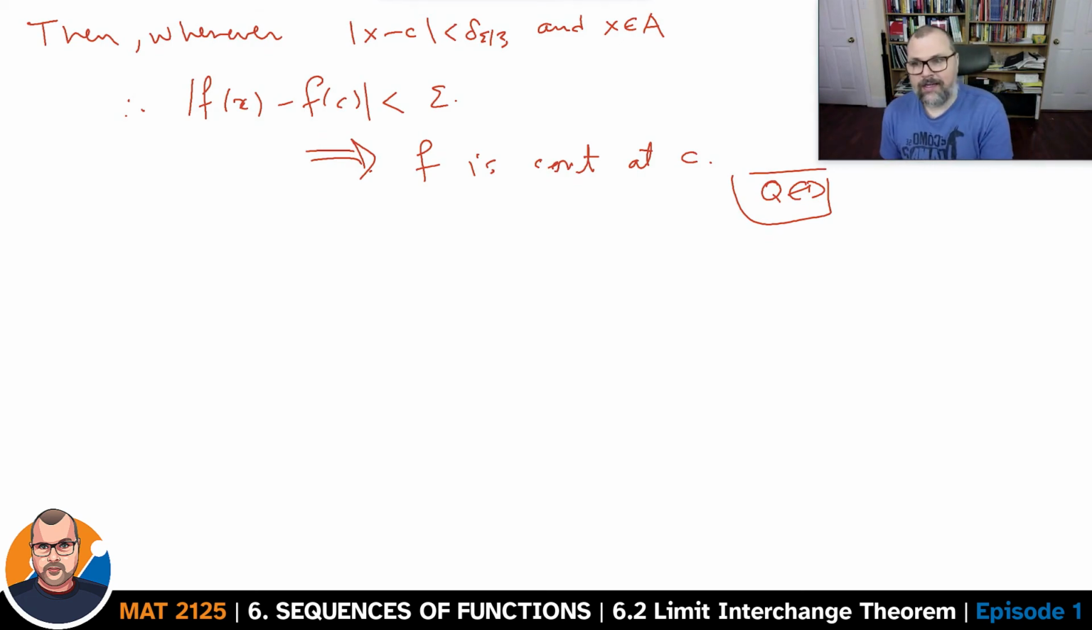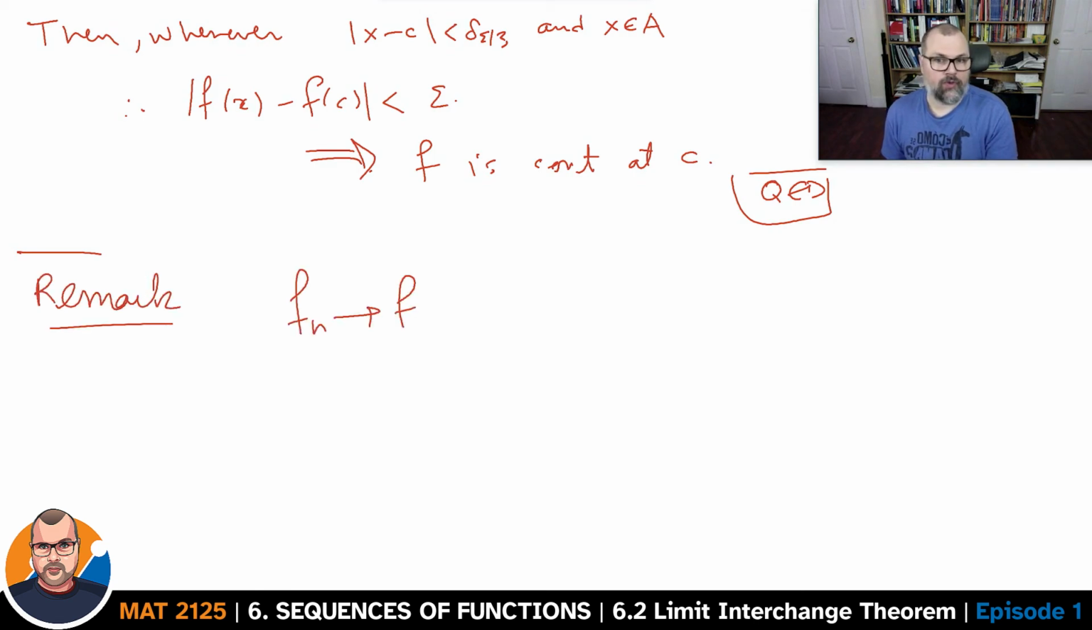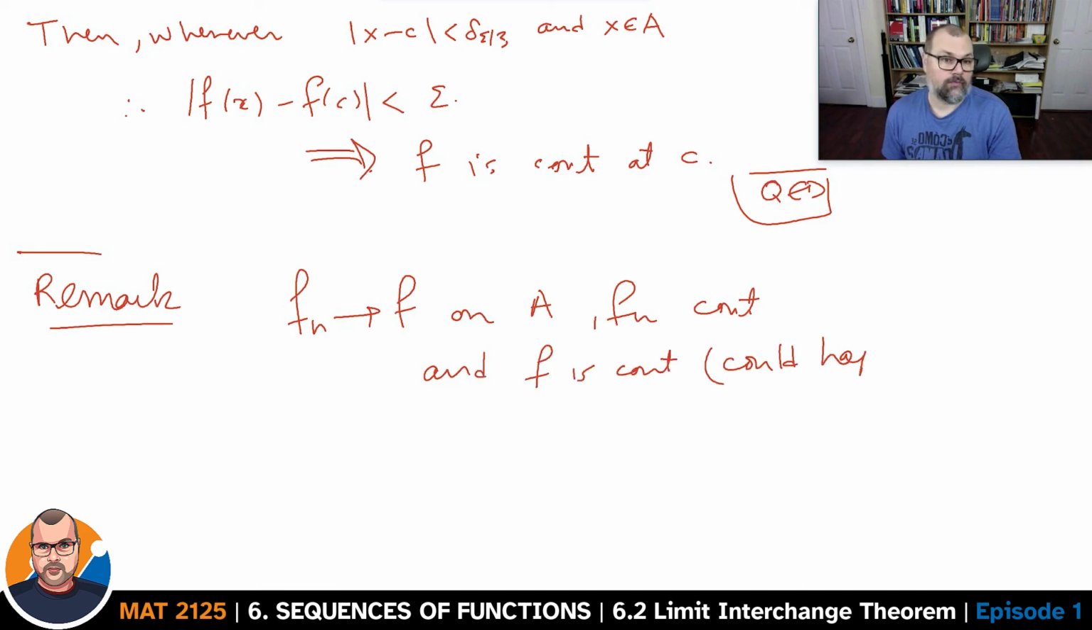That being said, it's important to remember that you can have f_n converging pointwise on A, f_n continuous, and f continuous as well. It's just that if you want to guarantee that this is going to happen, you require, according to Theorem 67, that the convergence actually be uniform rather than just pointwise.